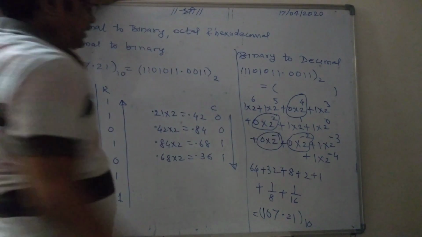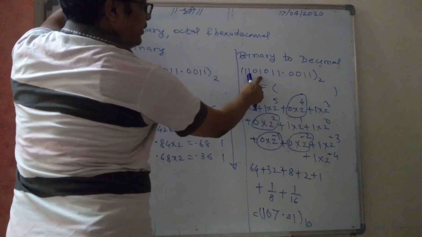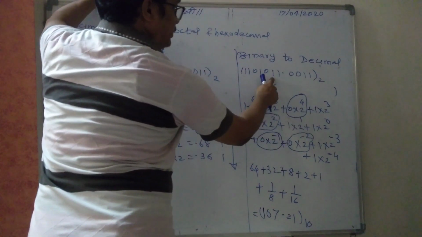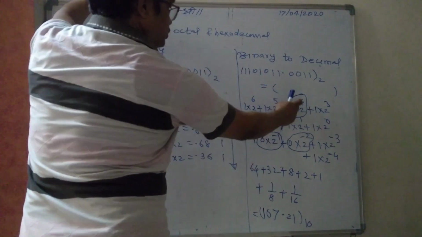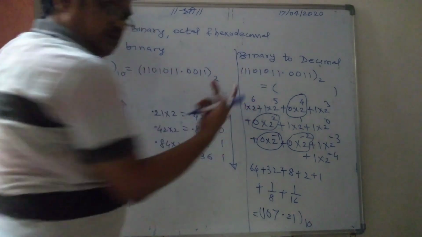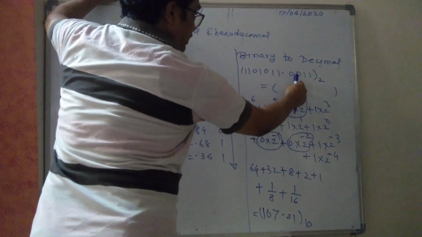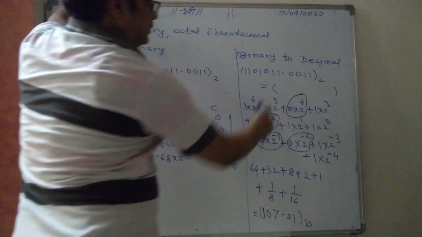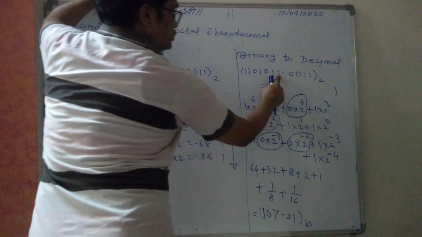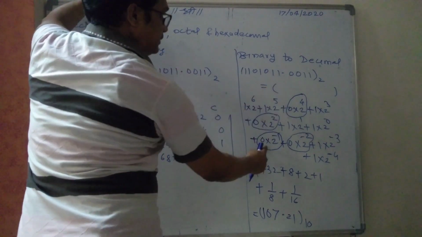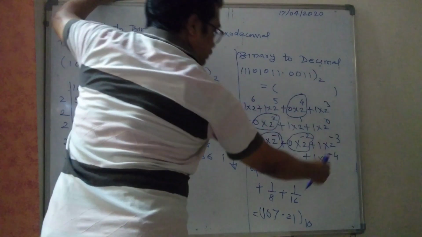So 1 into 2 raised to 6, 1 into 2 raised to 5, then 1 into 2 raised to 3, 1 into 2 raised to 1, and 1 into 2 raised to 0. If the zero terms are not written, then also it is okay, because 0 into anything will be 0. Similarly for the fractional part: 1 into 2 raised to 0, then 0 into 2 raised to minus 1, 0 into 2 raised to minus 2, 1 into 2 raised to minus 3, 1 into 2 raised to minus 4, and add this.